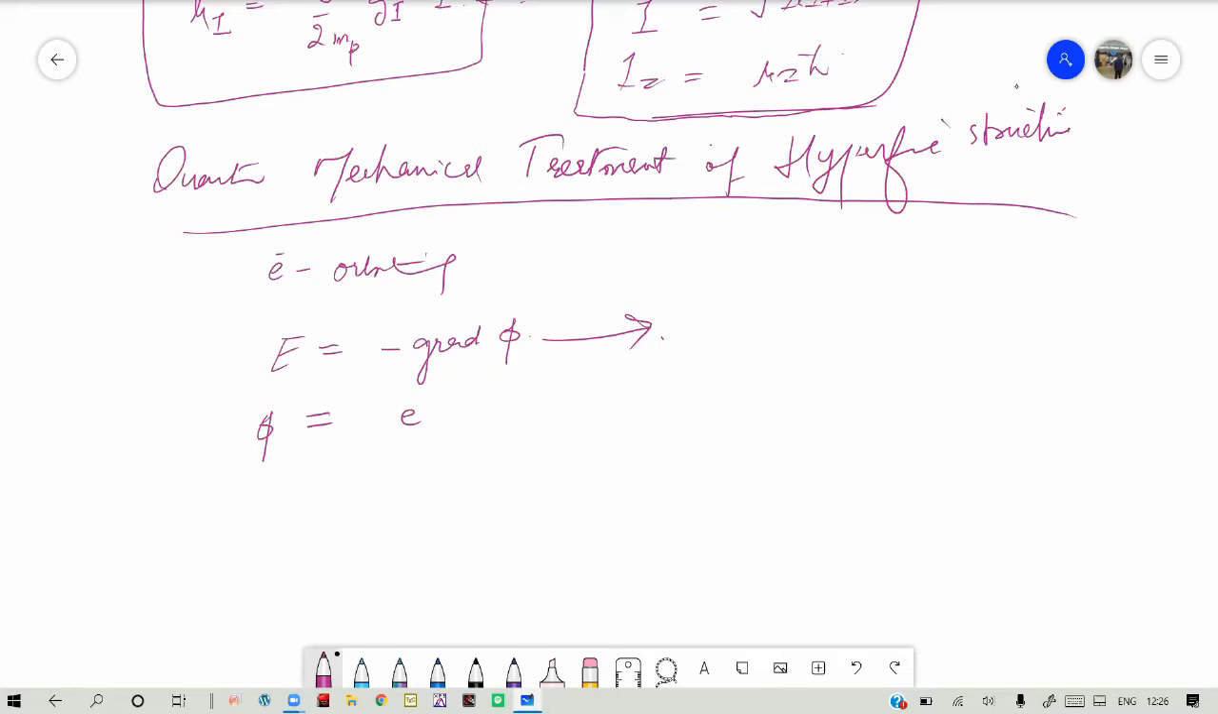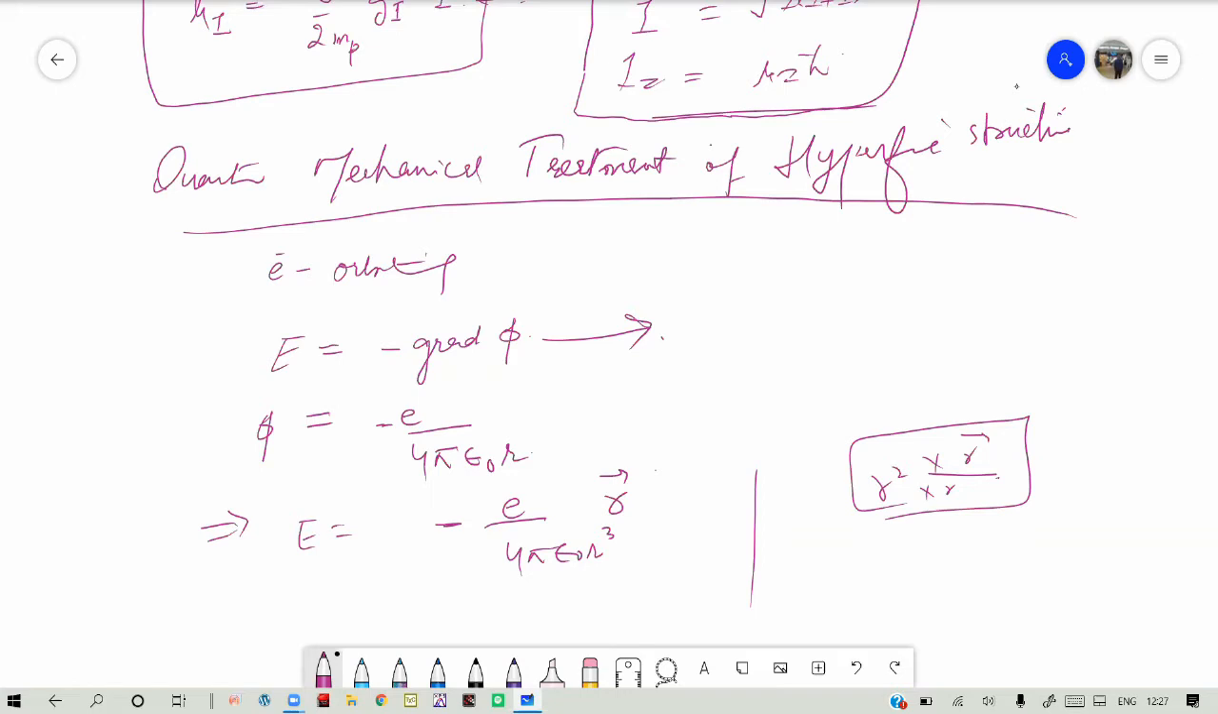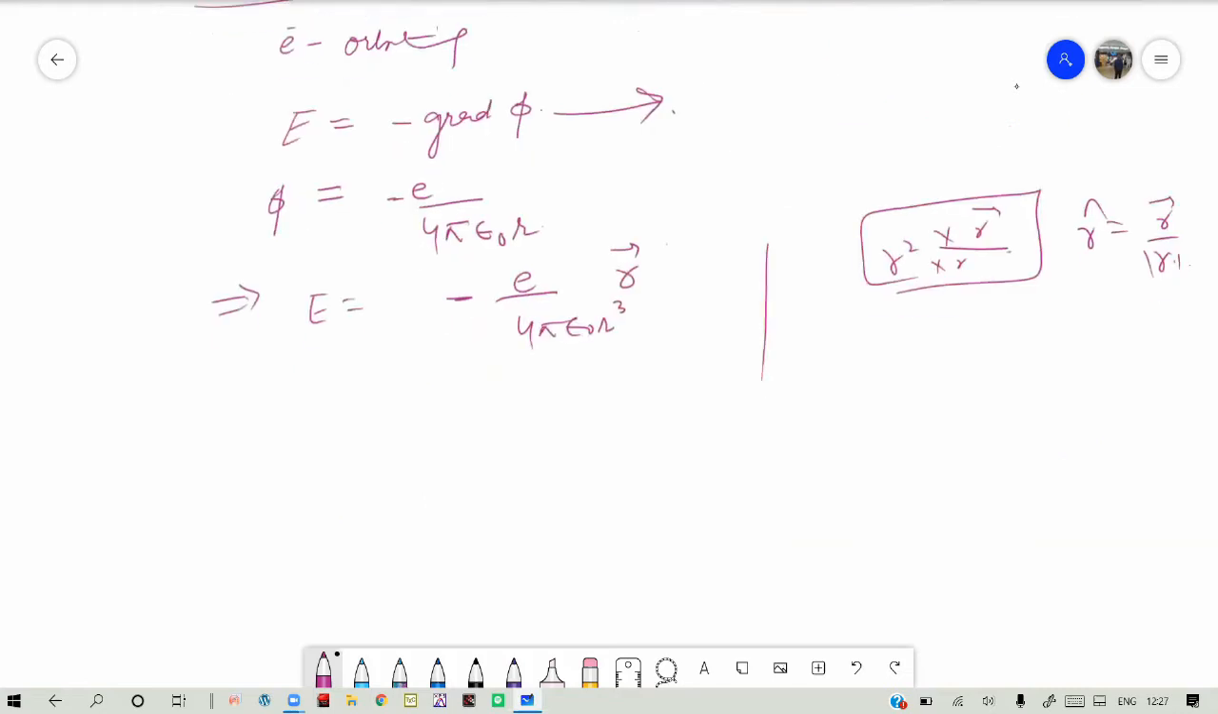For example, the distance from the electron to the nucleus is r, and phi is equal to minus e by 4 pi epsilon naught r. Therefore it gives us E is equal to minus del of minus, and because of the differentiation it becomes minus e divided by 4 pi epsilon naught r cube, times vector r. It is r square actually in the denominator, and I have taken vector r multiplied by r here to get the direction, the unit vector r, which is r divided by mod r. This is what the electric field will be at distance r from the electron.